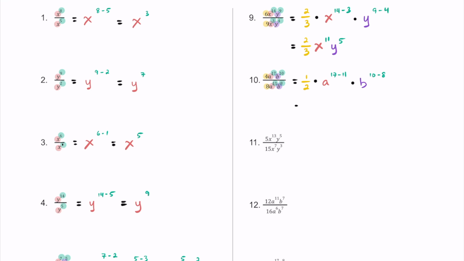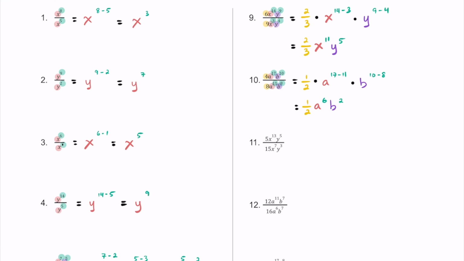Okay, now 1/2 is just going to stay out in front as our coefficient. That's going to multiply by a to the, let's see, what's that going to be? 17 minus 11 is going to be 6, so that's a to the 6th power. And then we have b raised to the, and that's 10 minus 8. That's going to be 2, so it's going to be b to the 2nd power. So this would be our simplified expression.